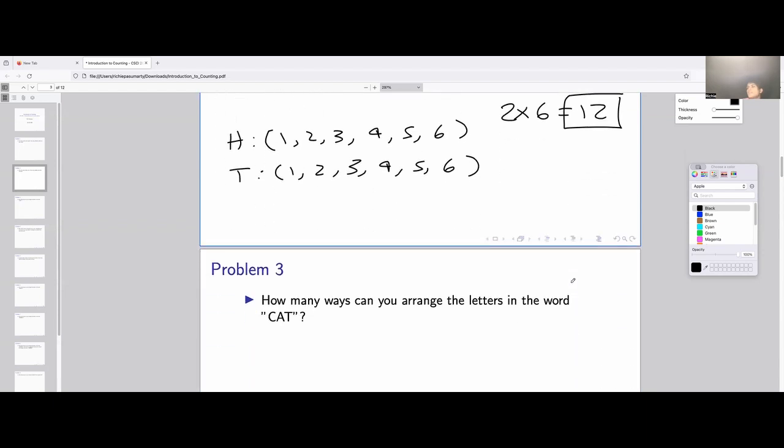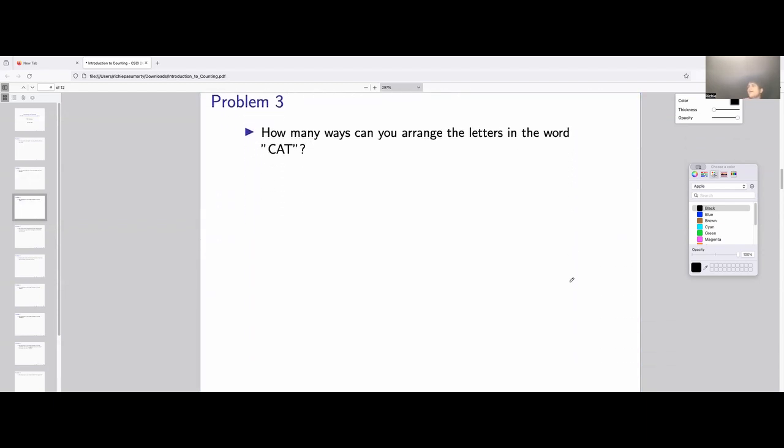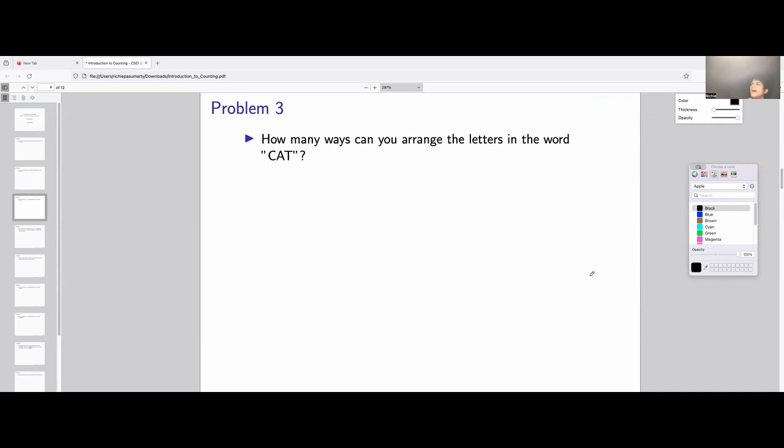All right, let's go on to the next question. In how many different ways can we arrange the letters in the word cat? We could just write them out if we really wanted to. So I could have CAT. I could swap these two around, CTA.